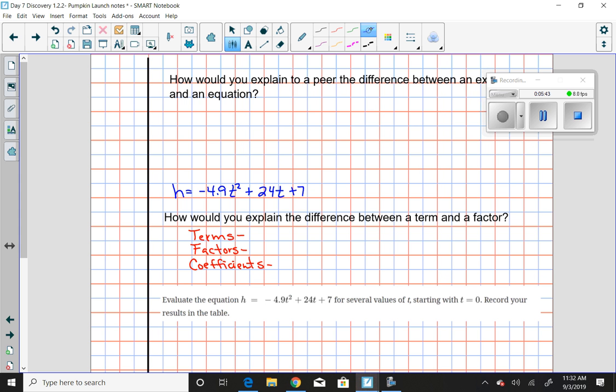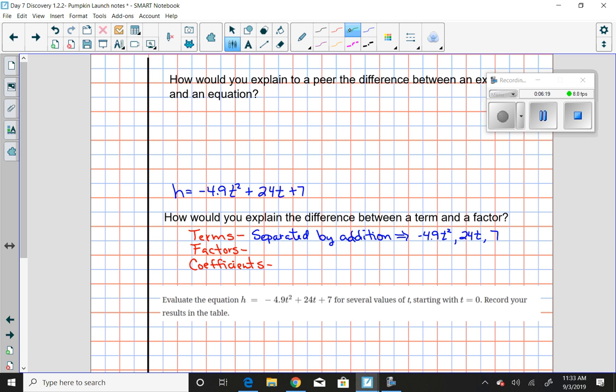Now, if you couldn't remember what they are, terms, factors, coefficients, those were all vocabulary words on our second or third lesson of this unit. Terms are separated by addition. So in that case, that means that my terms are negative 4.9t squared, 24t, and 7. Those are all of the terms because they're all separated by addition.